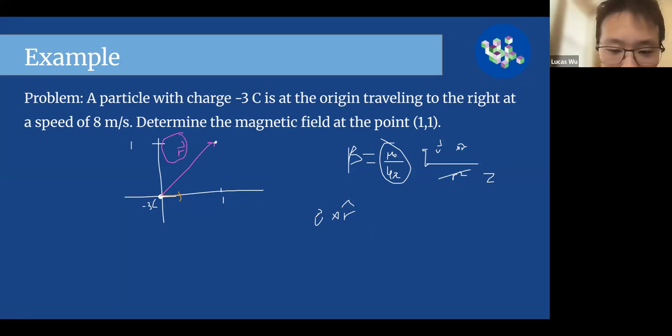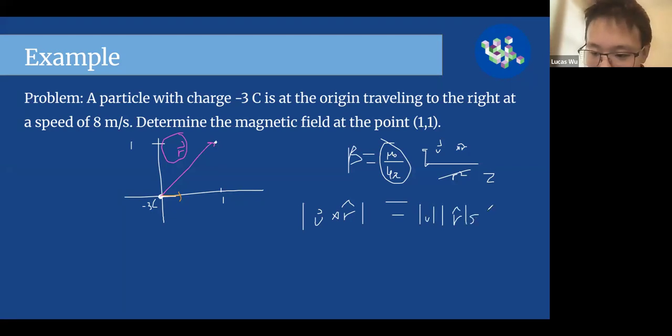So I want vector V crossed with R cap. What's the formula for the cross product? The magnitude of V crossed with R cap equals the magnitude of V times the magnitude of R cap, which is just 1, times the sine of the angle between the two. Right now, this angle theta equals 45 degrees.